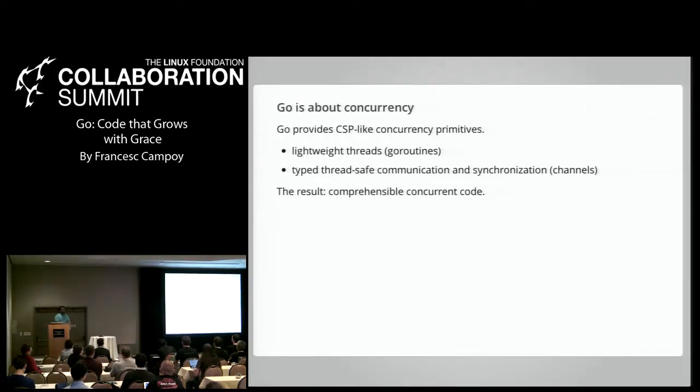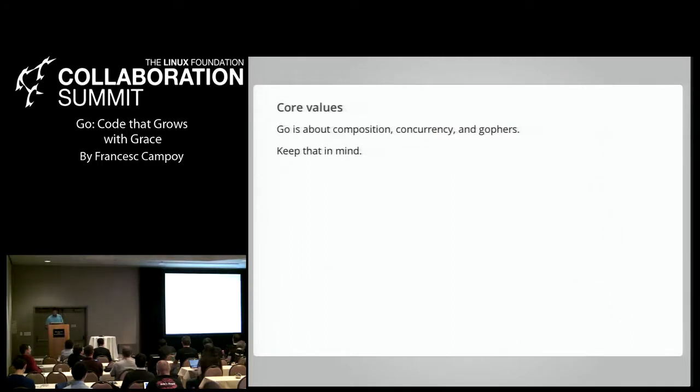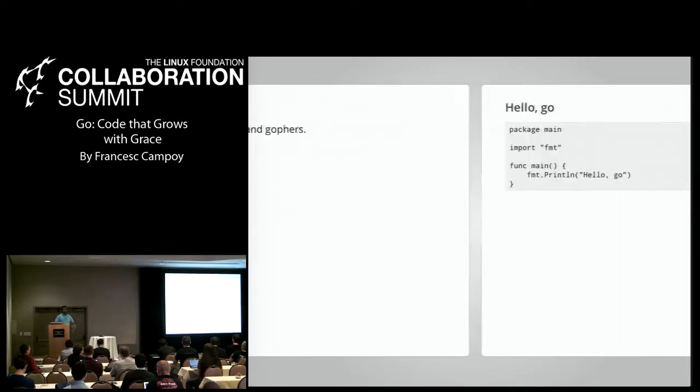Go is also about concurrency. So we'll see the 3 features that Go introduces for concurrency. And finally, Go is also about gophers, like in my t-shirt and someone else's t-shirt in the public. So we're going to be talking about composition, concurrency, and gophers.